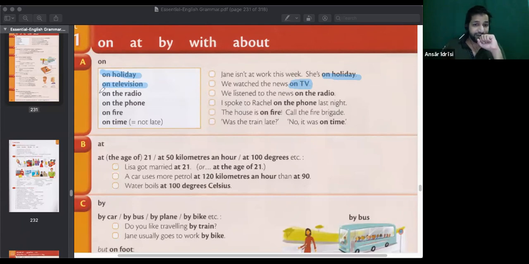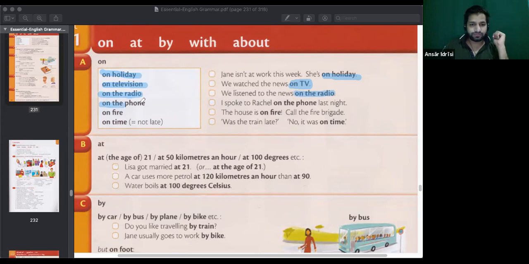Next one, on the radio. Radio is also not a place, but still we are going to use on for it. For example, we listen to the news on the radio. I heard some songs on the radio. So radio is not a place, but still we are going to use on.